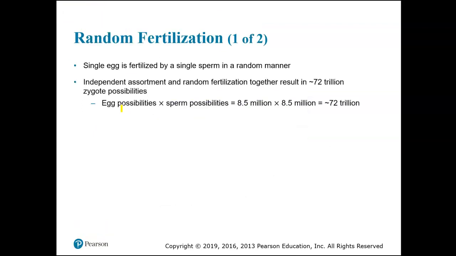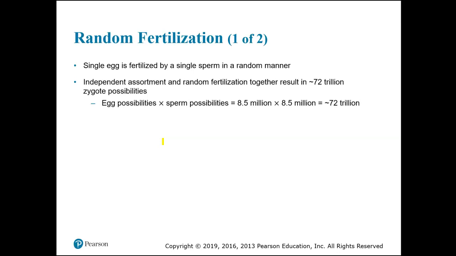So the third thing is random fertilization. Random fertilization means that, okay, females don't just produce one egg and males don't just produce one sperm. Females actually produce around 500 eggs total, and one or two are released every month. Usually it's one during ovulation. Now, males produce trillions of sperm, right? So they produce many, many, many sperm.